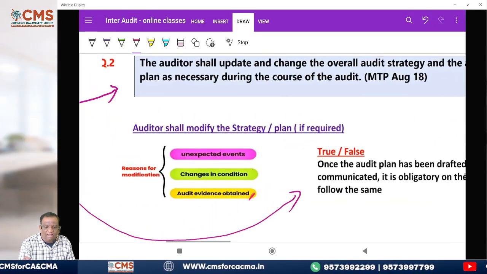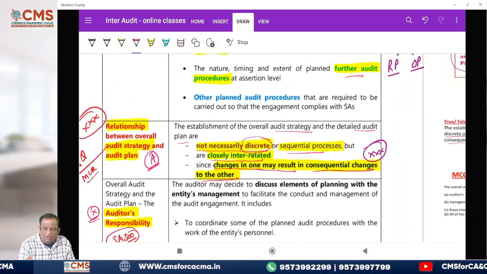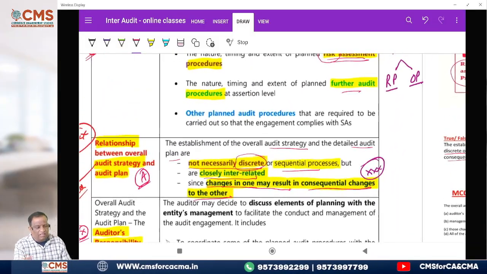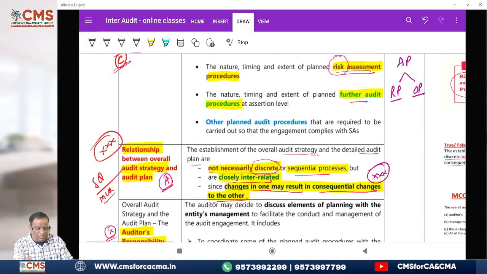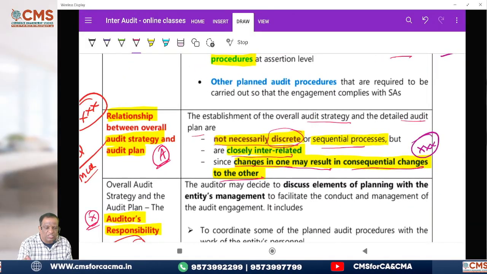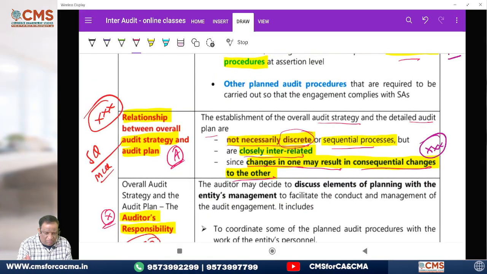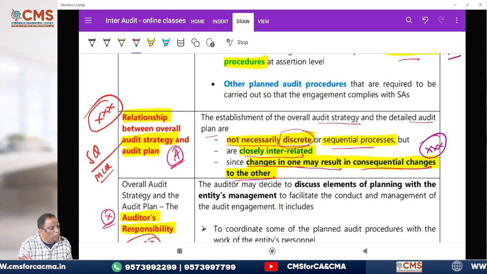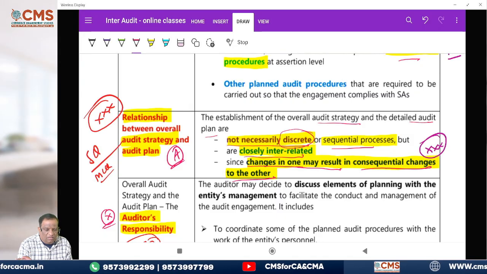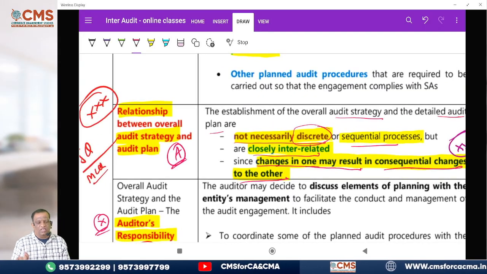Then what he is asking is, whenever we are talking about it, there is another important question that is being asked: is there any relationship between audit strategy and audit plan? So yes, there is a relationship, and they are closely interrelated. Now you tell me, a change in what will result in a change in what?